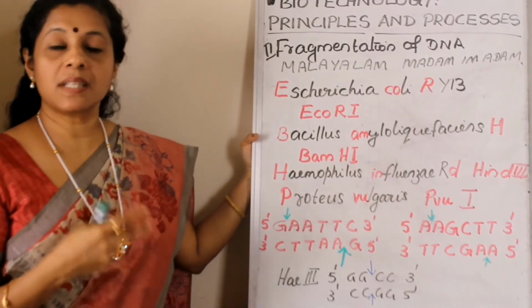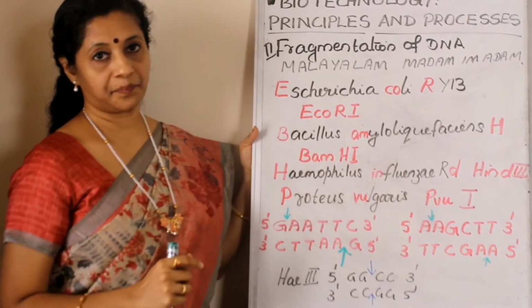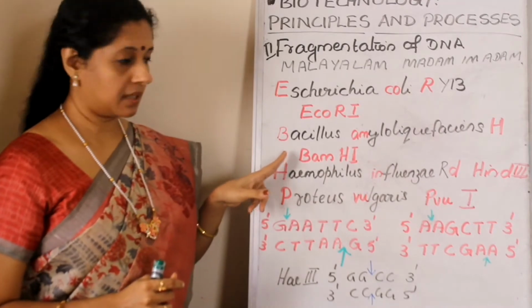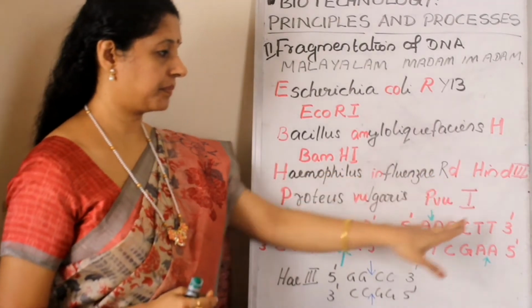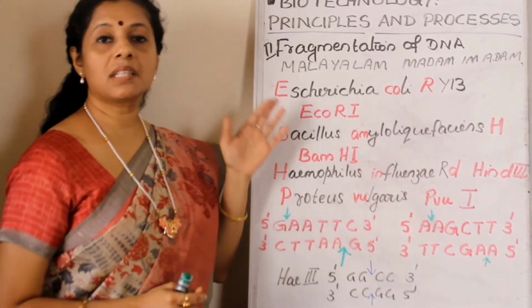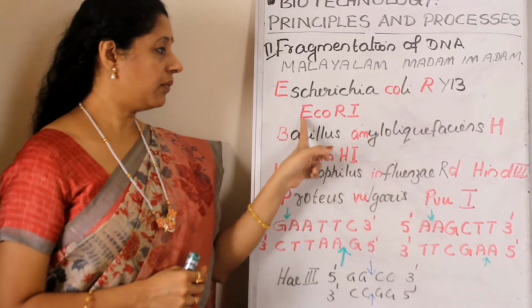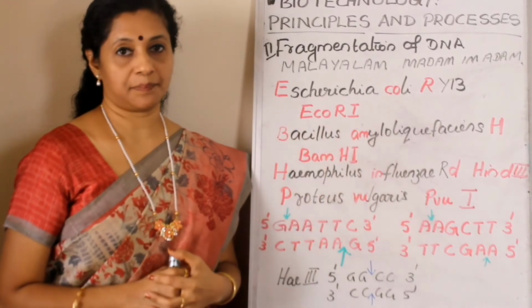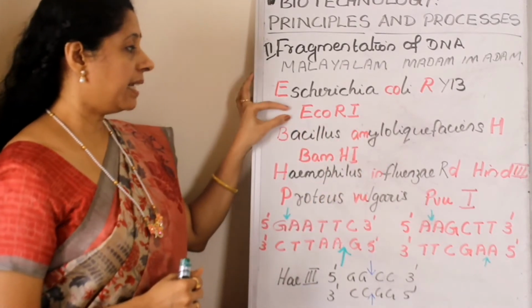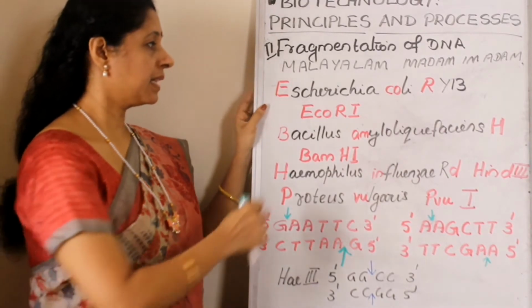Let us familiarize with some of the restriction enzymes. Here you can see EcoRI, BamHI, HindIII, PvuI, HaeIII. So, these are all different types of restriction enzymes. Now, how do we get the name EcoRI? There is a convention followed for naming.